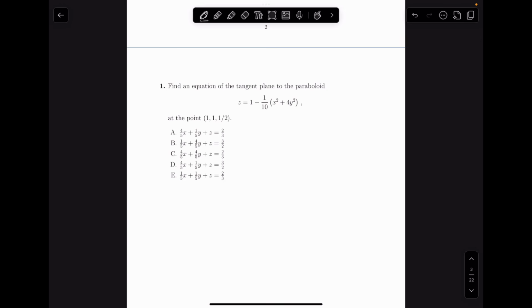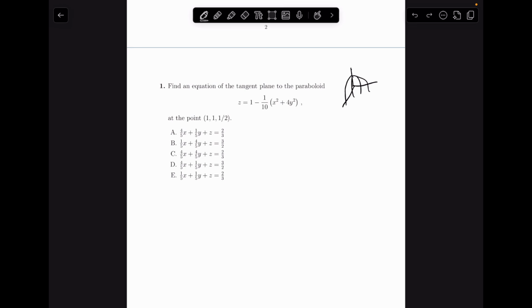ZMA 261 Fall 2022 Final Exam. Question 1. Find an equation of the tangent plane to the paraboloid z equals 1 minus 1/10 x squared plus 4y squared at the point (1, 1, 1/2). This is kind of the shape that we're looking for. Hopefully you know that from the minus sign, and given that it's a paraboloid, but it doesn't really matter if you can't visualize it. I think it's just helpful to know anyways.